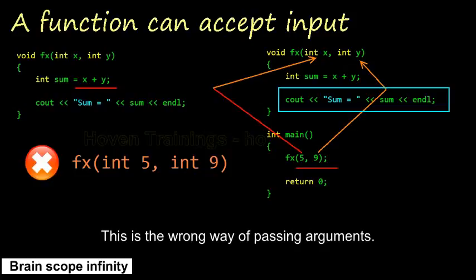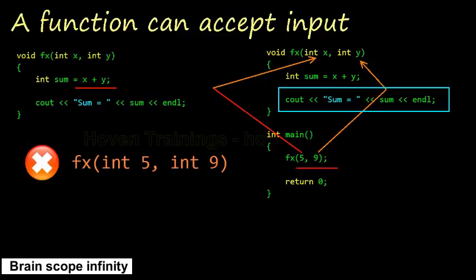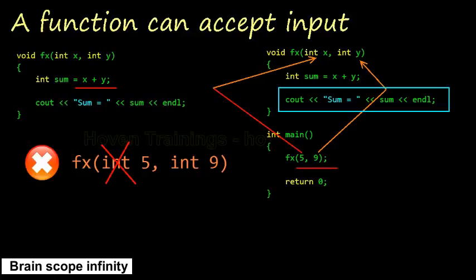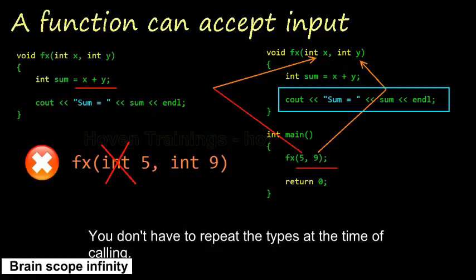This is the wrong way of passing arguments. Don't write the data type with arguments. You don't have to repeat the types at the time of calling.